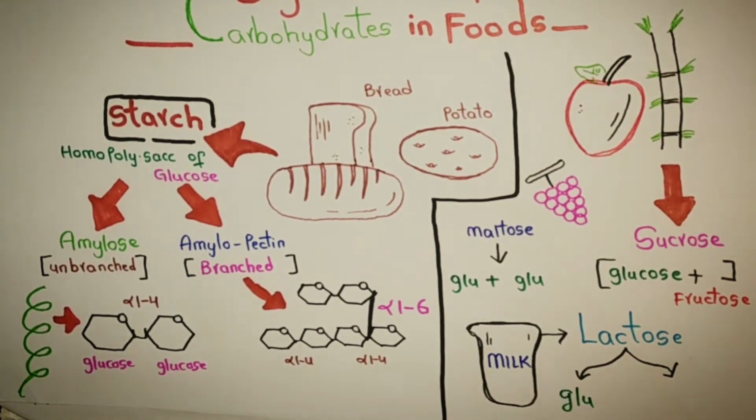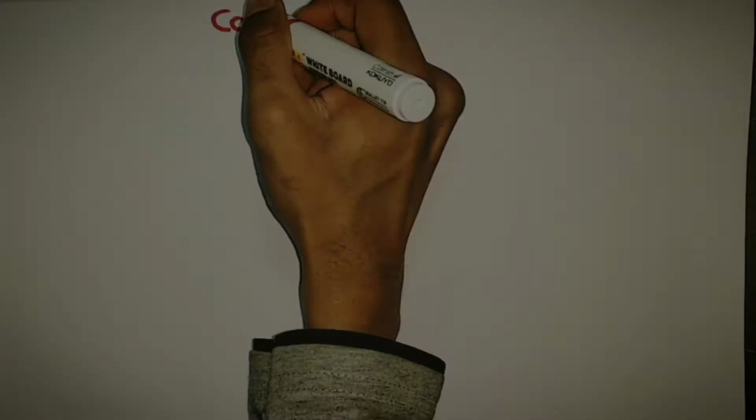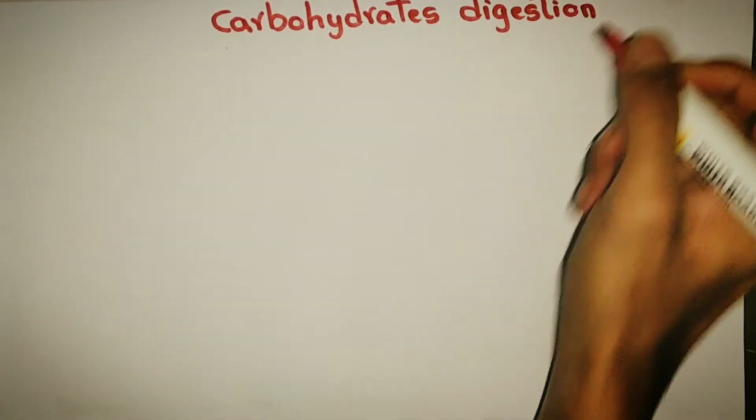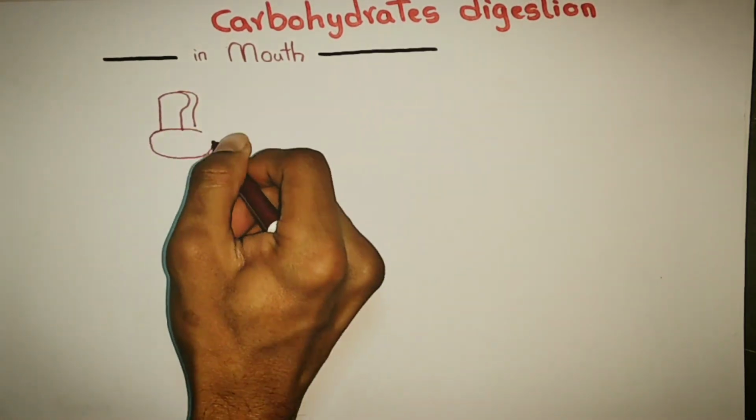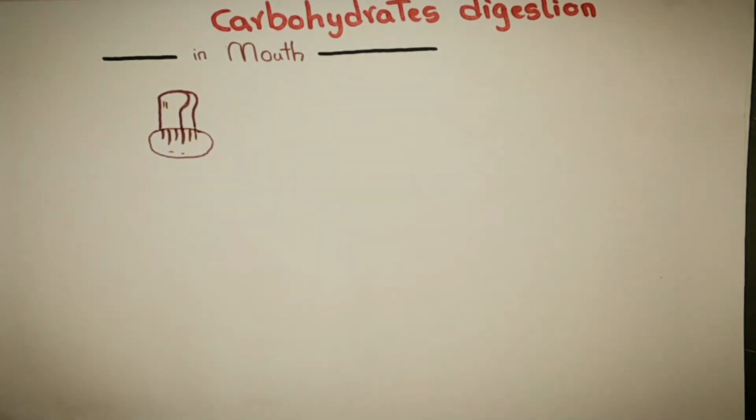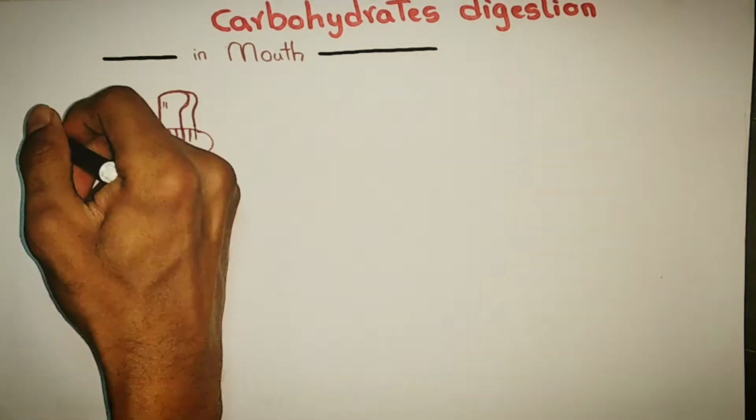Let's understand the process of carbohydrate digestion in the mouth from its biochemical perspective, taking the example of this bread, which contains the polysaccharide starch.